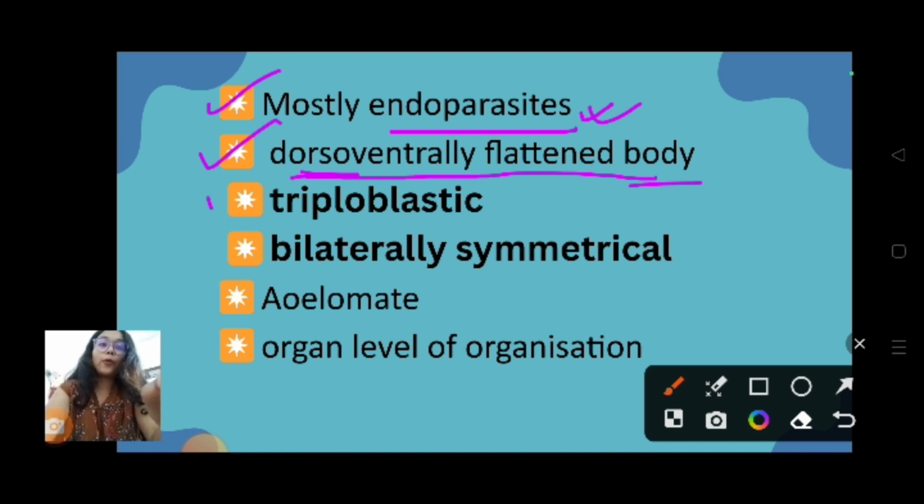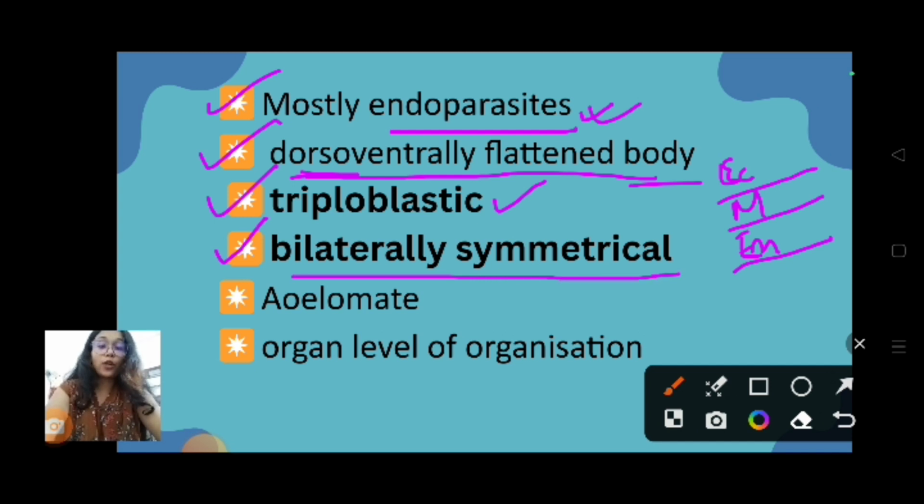Okay, then the third point, it is saying they are triploblastic, meaning they have 3 germ layers. They have outer ectoderm, middle mesoderm, and inner endoderm. Therefore they are triploblastic. Okay, then coming to the fourth point, that is saying they are bilaterally symmetrical, meaning what? We can divide this organism along one plane and get 2 equal halves. Therefore it is bilaterally symmetrical.